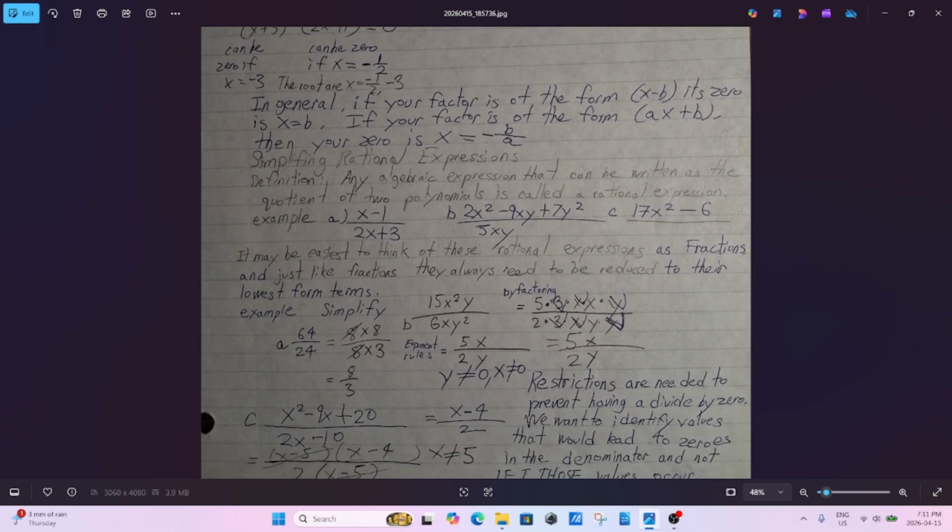In general, if your factor is of the form x minus b, then the zero is x equals b. If your factor is of the form ax plus b, then your zero is x equals negative b divided by a.